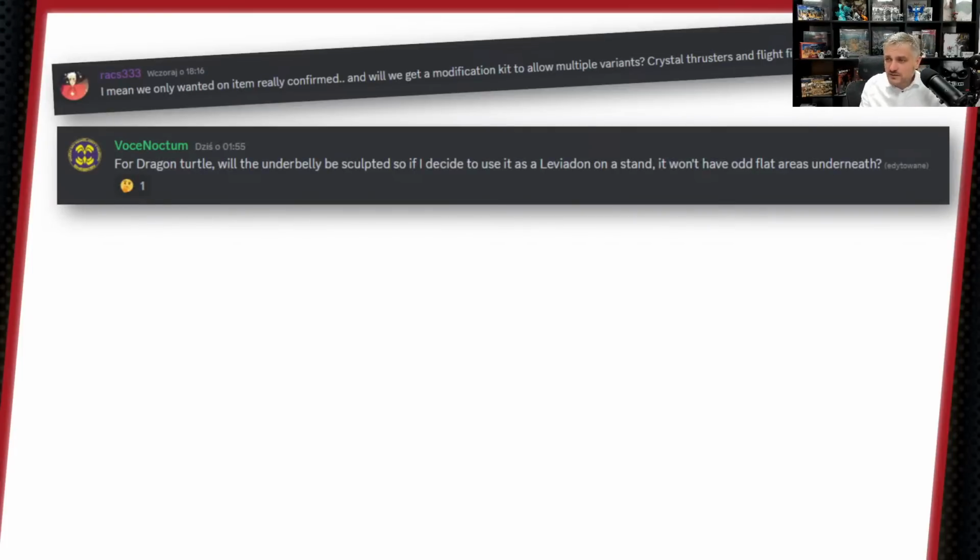For Tutu Dragon, will the underbelly be sculpted? So if I decide to use this as a Leviathan on a stand, it wouldn't have a floor. Well, I think the underbelly definitely, because it's a miniature, so you will have the underbelly for that. We sometimes don't make the underside on terrain pieces, like for instance this, so it's hollow inside, and we don't make it because there's no need. It stands on the table and it's not required.